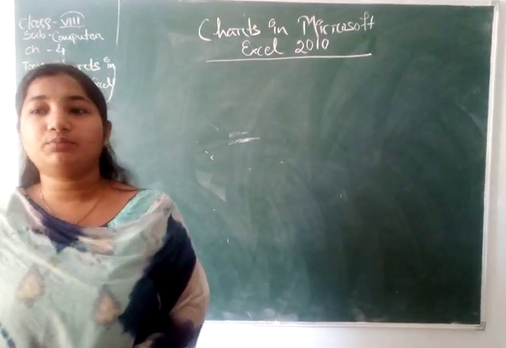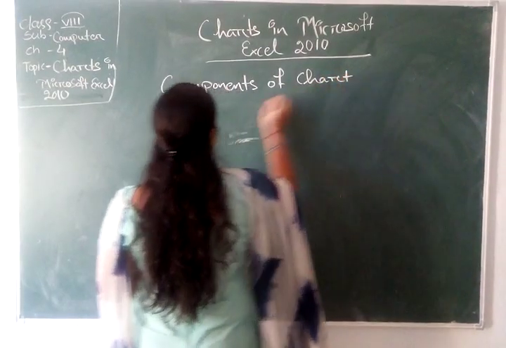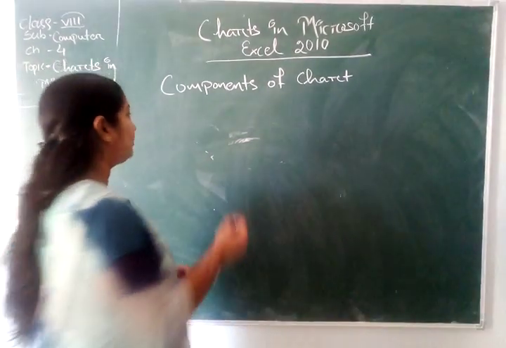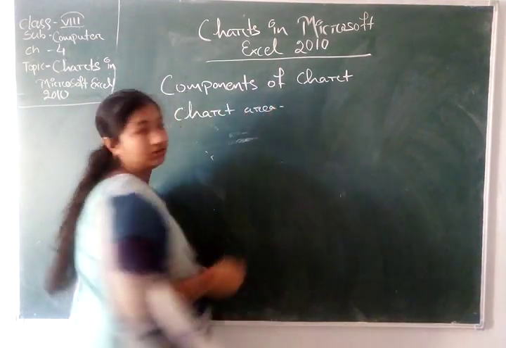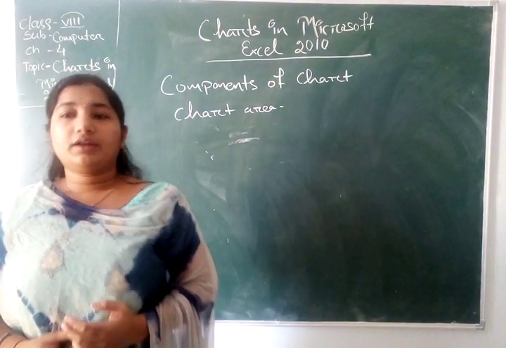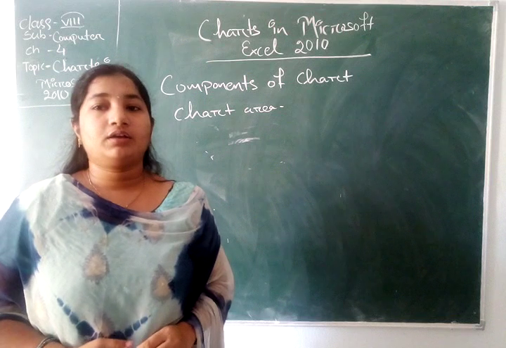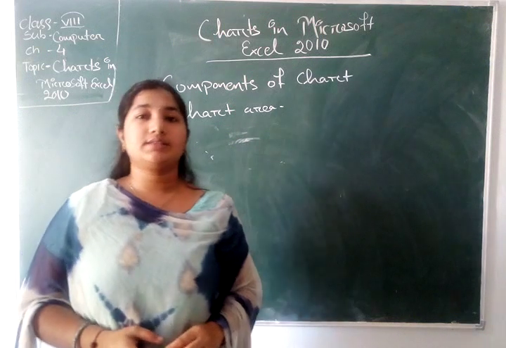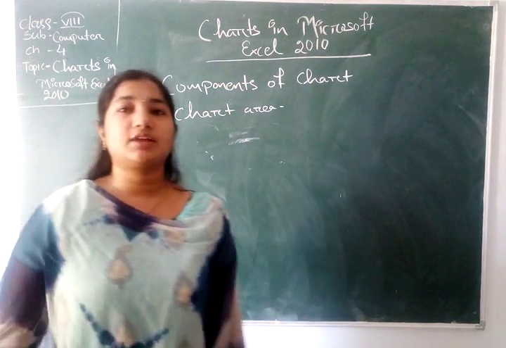So the next one is components of a chart. Let us discuss the components of a chart. The first one is chart area. What is chart area? It indicates all the area and objects in a chart. And second one is category axis. Category axis is the horizontal axis of a chart. And value axis is the vertical axis of a chart.